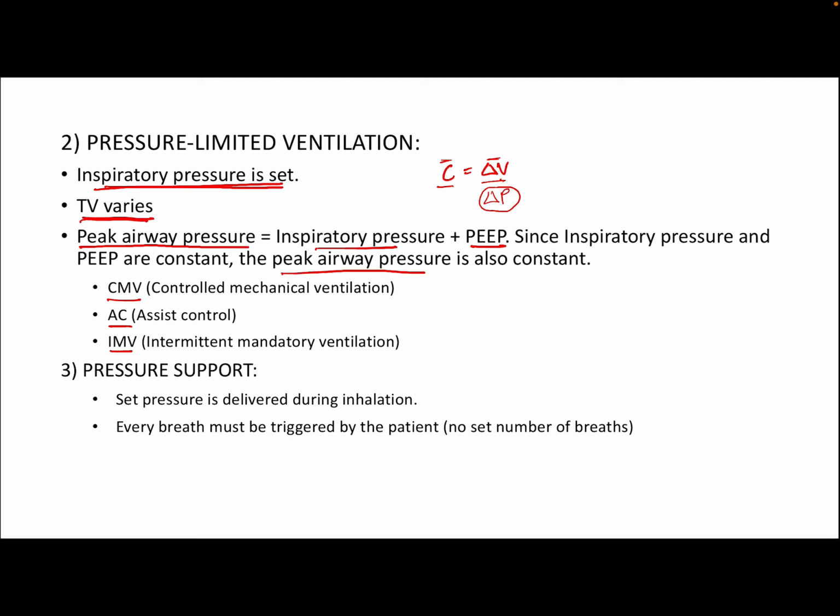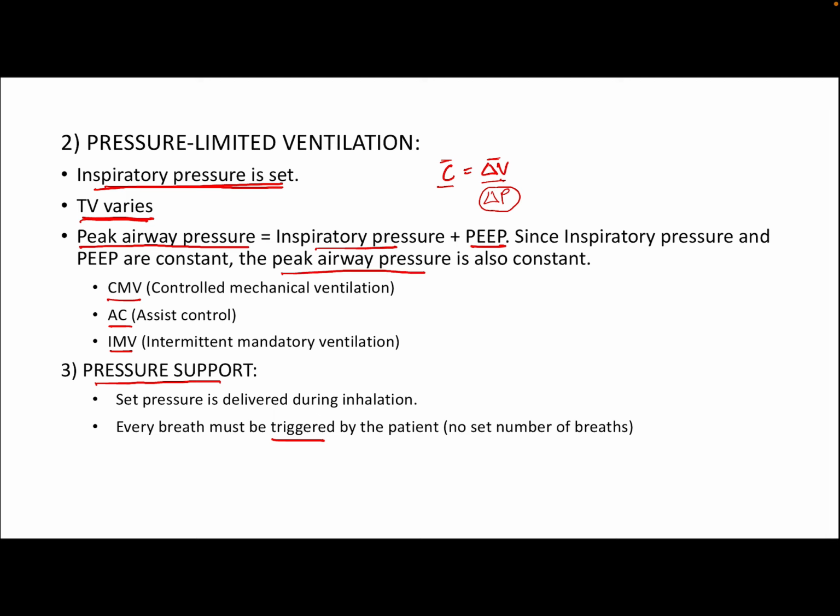Alright, now the next type is pressure support. Pressure support is when a set pressure is delivered during inhalation, but the difference here is that every breath must be triggered by the patient. You will not set a number of breaths to be given by the ventilator because the patient triggers the number of breaths.